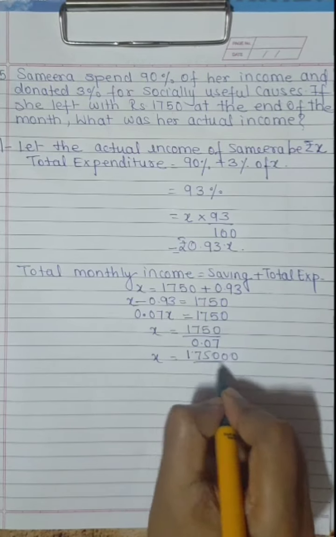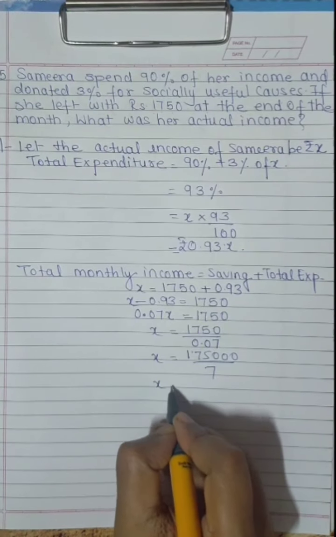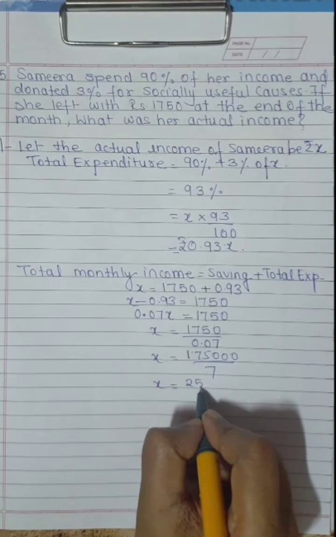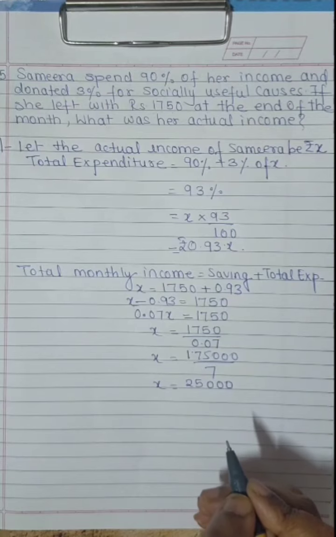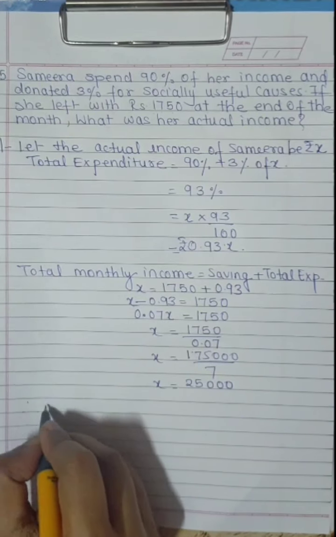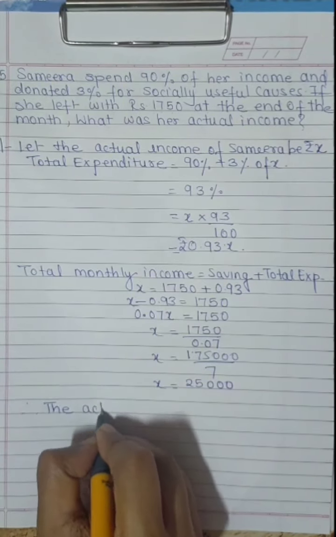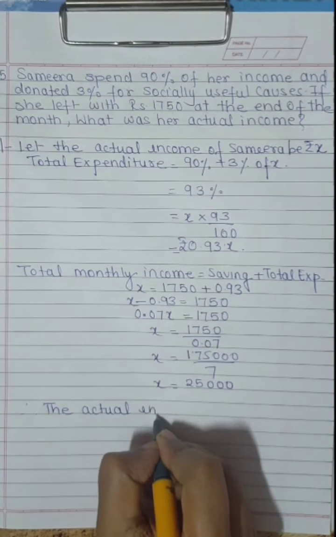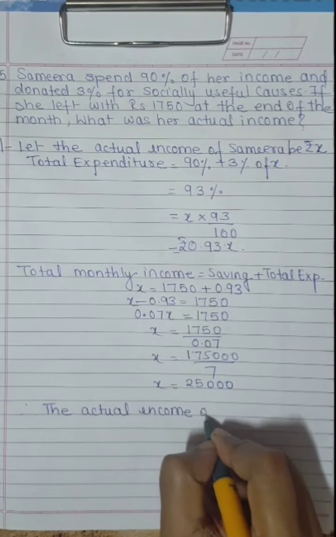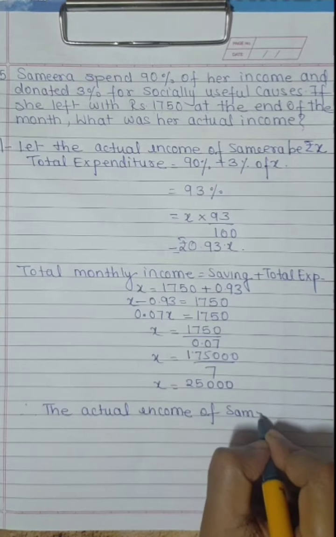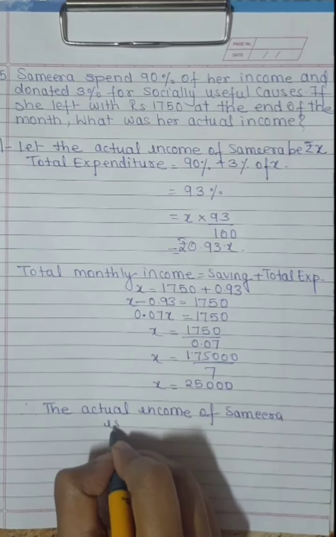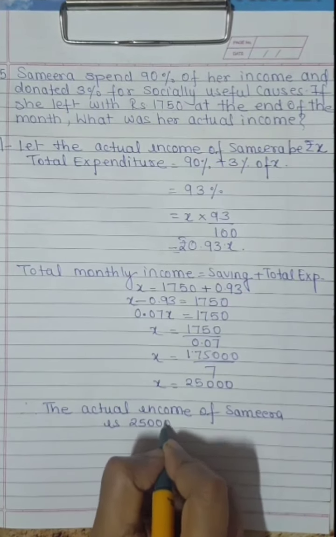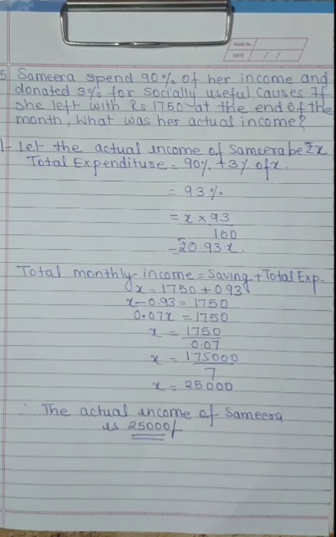1,75,000 upon 7 we will get. Now when we divide these both, we will get 25,000. So therefore the actual income of Samira is 25,000. We have solved question number 5.